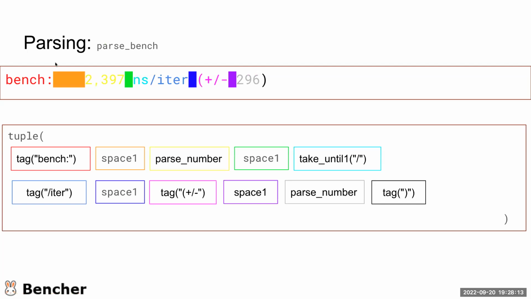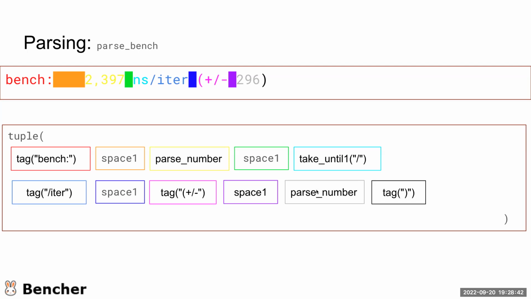So parse bench, you have that benchmark, you have a space, quite a few spaces, and then a parse number, which is another function call we'll look at in a minute, another space, the take until slash, which gives us our unit, and then we get per iteration, and then we also get our variance over here. And again, that's parsing the number.